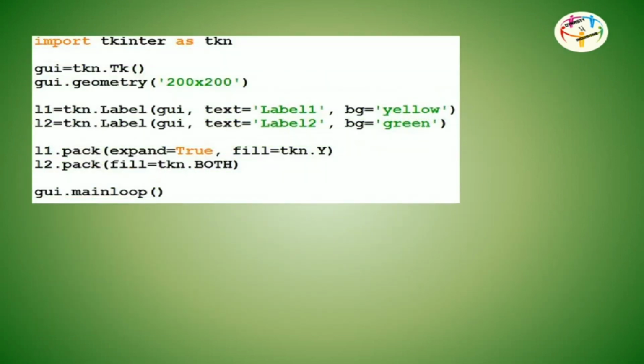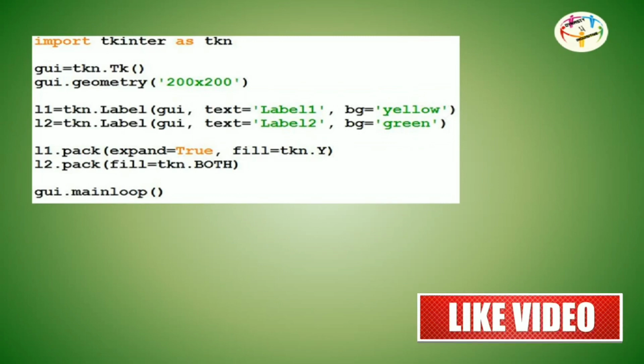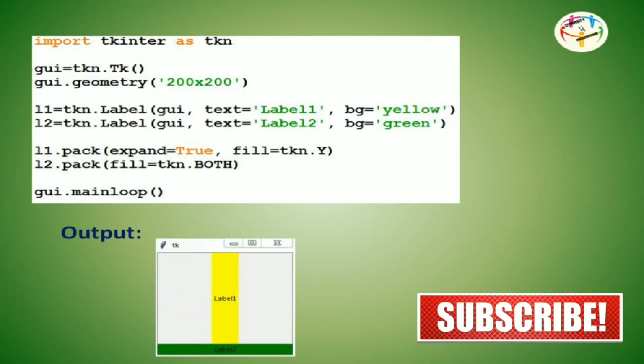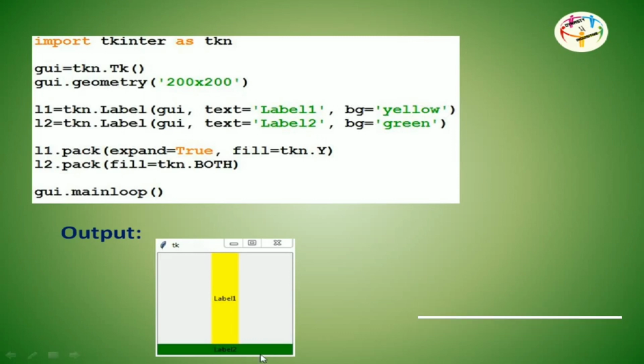Now if we change this option to expand equal to true and the remaining are the same, then the output will be this. The extra space will be used by label 1, means it is assigned to label 1, so that's why the vertical fill option is applied to this label. So in this way the expand option is used.